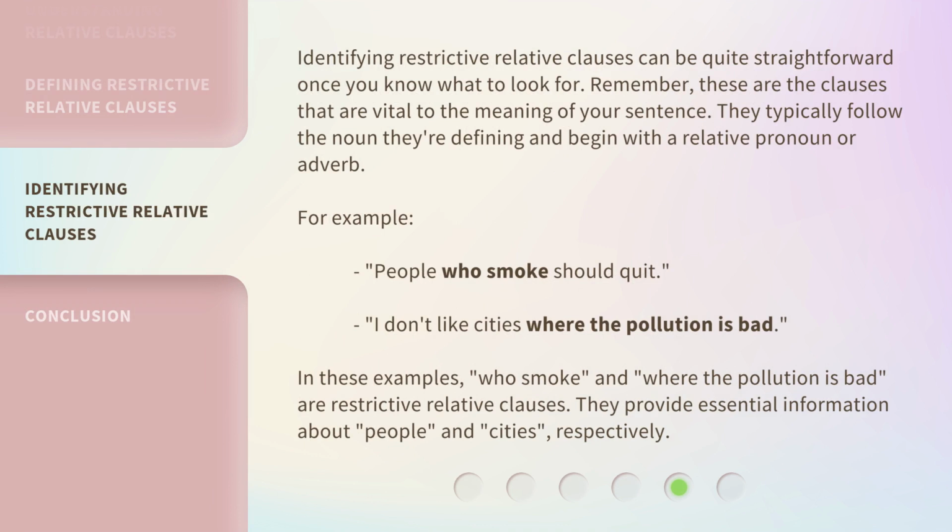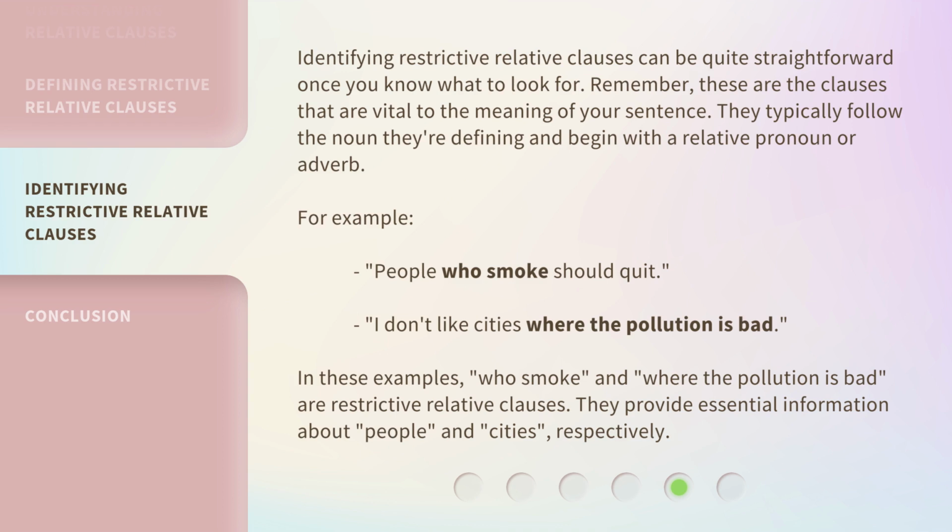Identifying restrictive relative clauses can be quite straightforward once you know what to look for. Remember, these are the clauses that are vital to the meaning of your sentence. They typically follow the noun they're defining and begin with a relative pronoun or adverb.